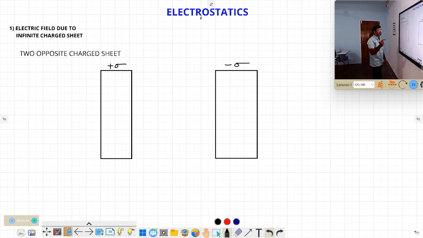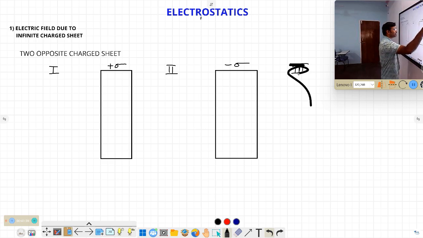Now we have three regions present here. This is called region 1, this is called region 2, this is called region 3. Now we are finding the electric field intensity at regions 1, 2, 3.